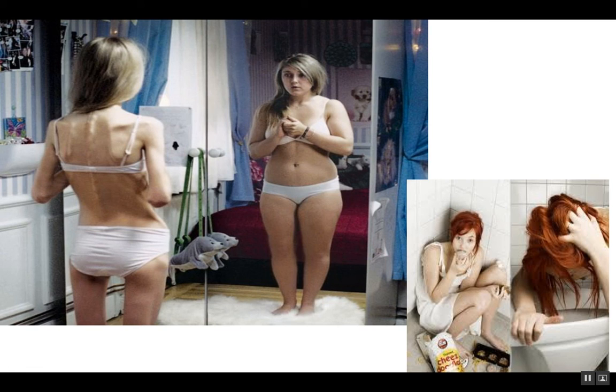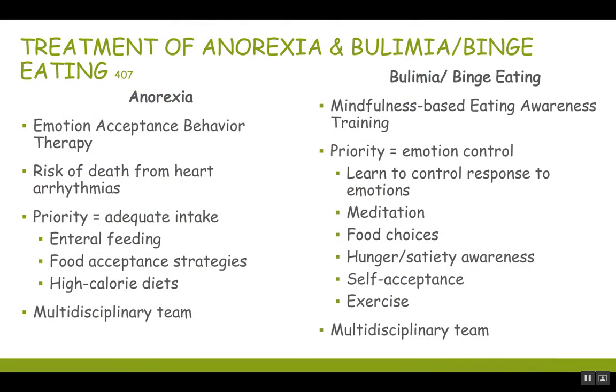So how do we treat anorexia nervosa and bulimia or binge eating? We need to be accepting of the behaviors, non-judgmental, and recognize that they do have a high risk of death. The priority is intake. So a lot of times there are very specialized clinics for eating disorders, and they are very structured and very rigid. If these patients are not taking in the appropriate amount of calories, they will put a feeding tube in, and that's what I mean by the enteral feeding.